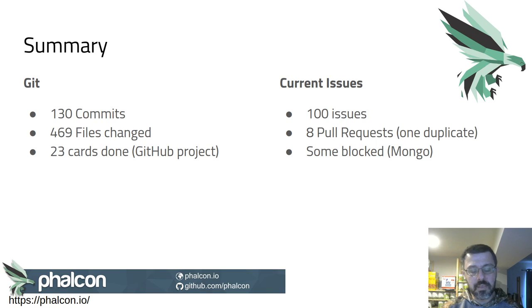Our current situation is that we have 100 issues in the issue tracker. A good chunk of them, especially on the front page, are bugs that are mostly unverified. That means that we have not been able to create a test to verify what has been reported. If we cannot verify what has been reported, we cannot reproduce it, and therefore we cannot fix it.